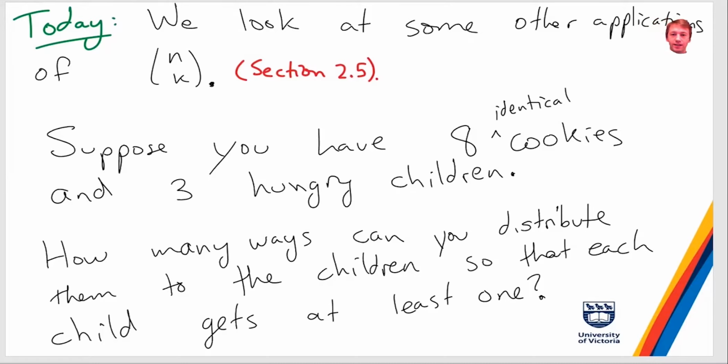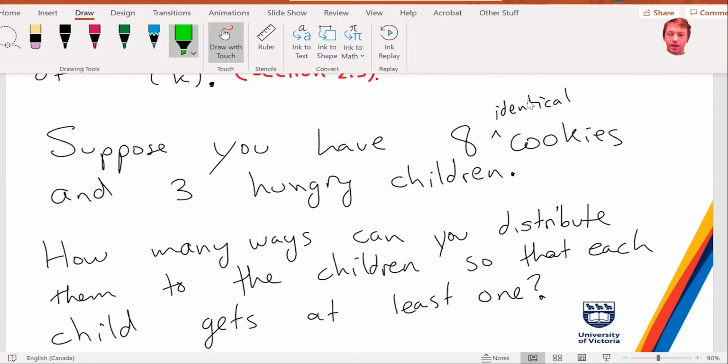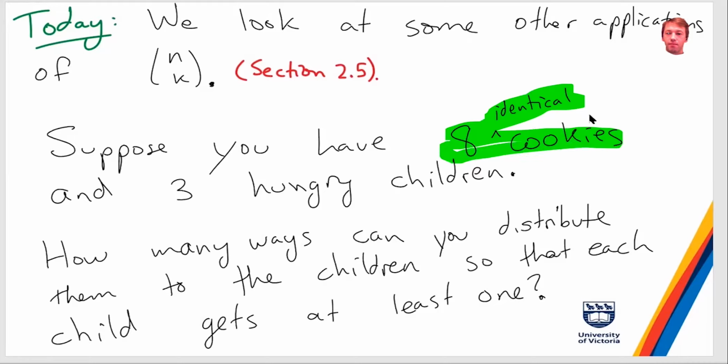Suppose you have 8 identical cookies, and you have 3 hungry children. How many ways can you give the cookies to the children so that each child gets at least 1 cookie? And this is not supposed to be obvious because it takes a little bit of thinking.